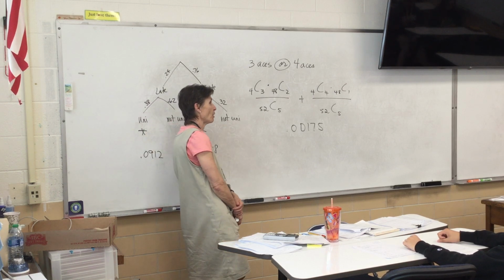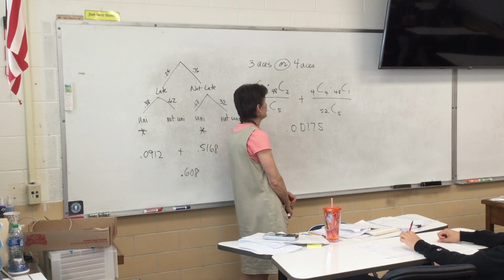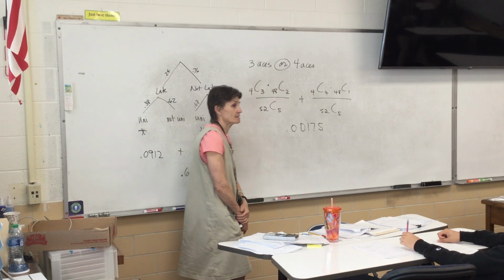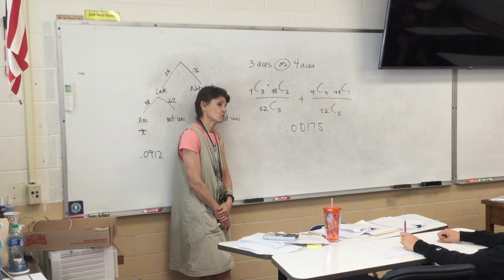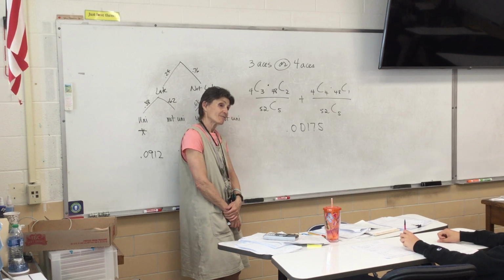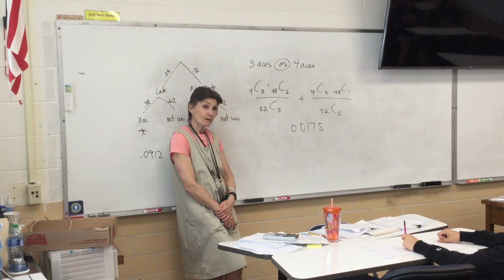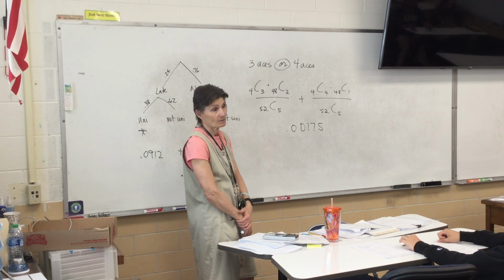What makes these problems tricky is that when they say 3 aces, sometimes you forget about those other 2 cards. But you gotta have 5 cards altogether. So if 3 of them are aces, you have to have 2 of something else.